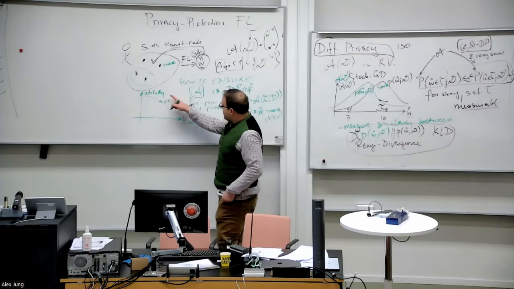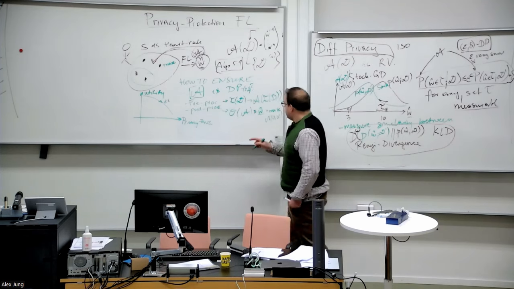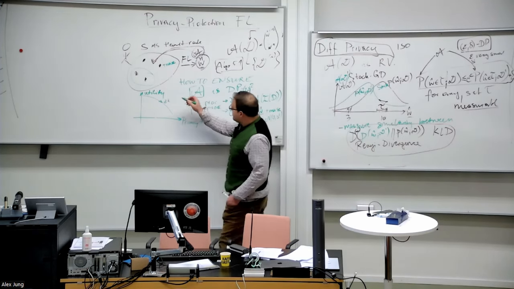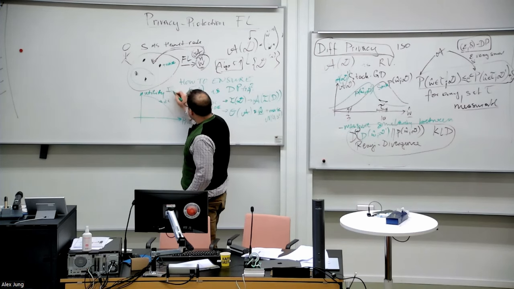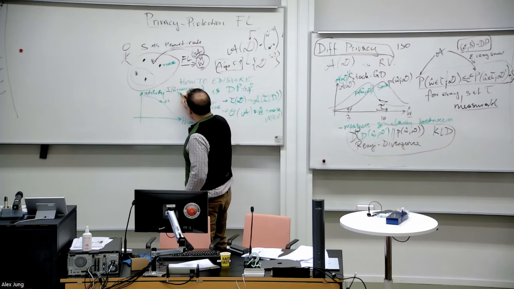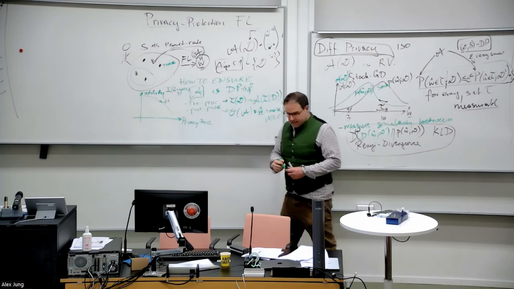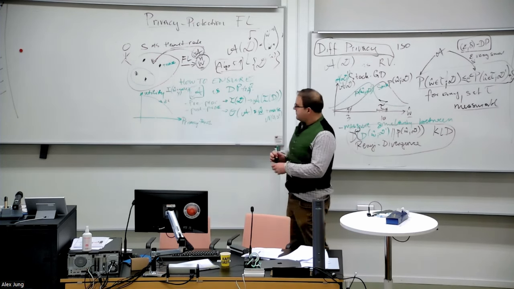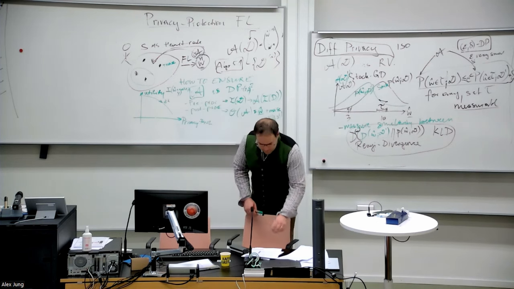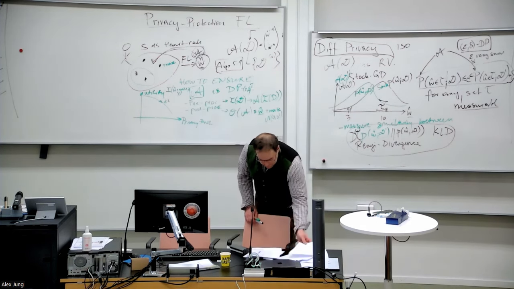And the utility, by the way, how can we measure the utility? Well, the utility of this weight vector could be measured by mutual information. So the mutual information between the noisy output of the algorithm and the label of a data point that we would like to predict. Okay.